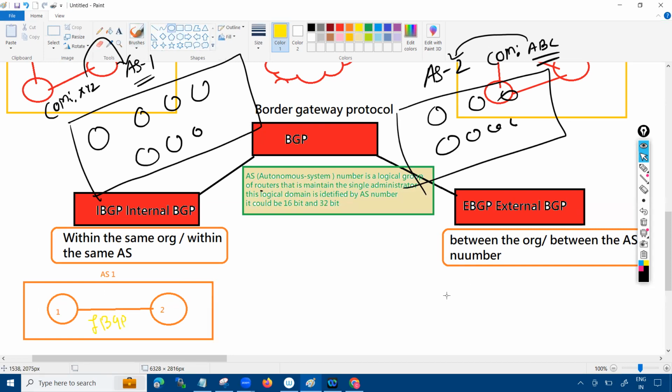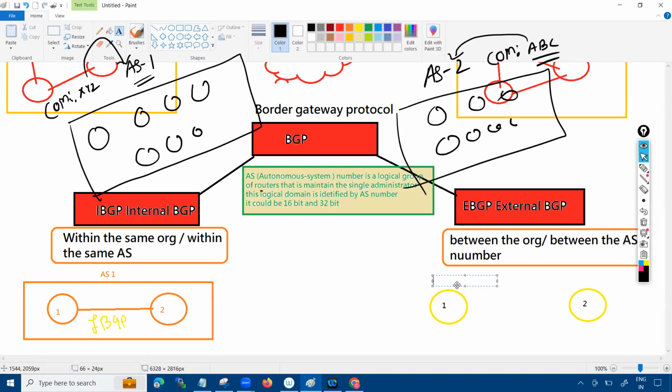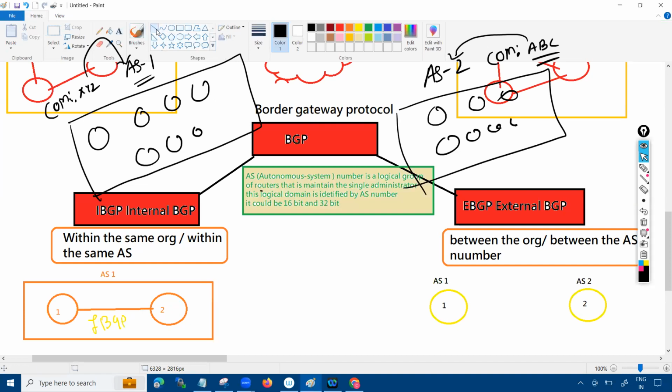Whereas if you see over there, this is router number 1 and this is router number 2. Both are running with a different autonomous system number. I call this one router 1 in AS number 1, and this one router 2 in AS number 2. We have a link between router 1 and router 2, and the connectivity between them is across different AS numbers.